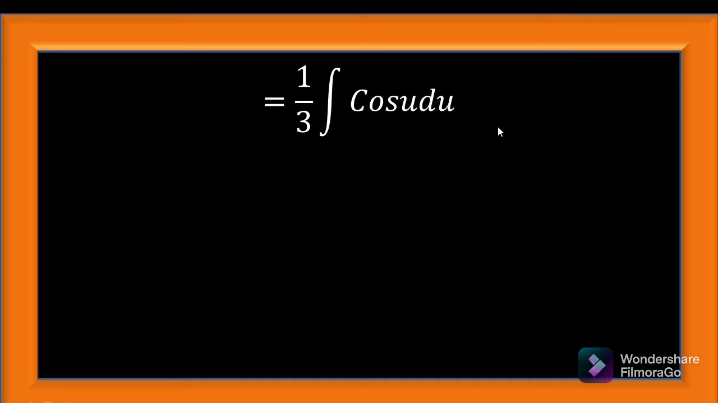But remember, again, from our first tutorial, we said the integral of cos x is equal to positive sine x. That means the integral of cos u with respect to u will also be positive sine u. Meaning we shall have a third sine of u plus a constant of integration.